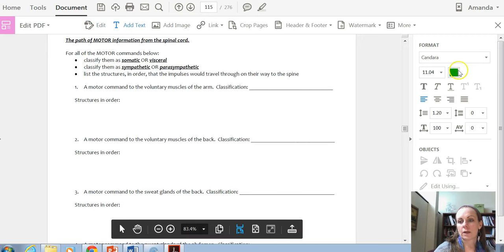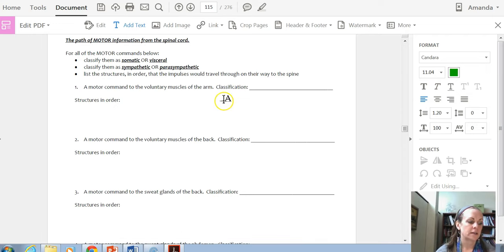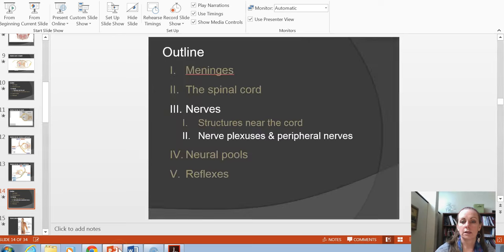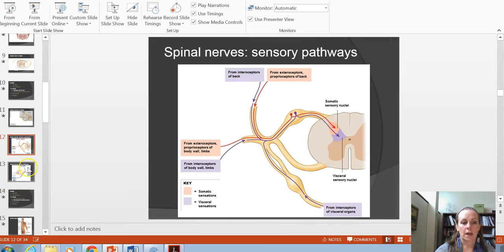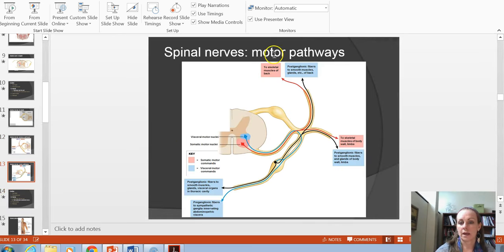Okay, so, and I'll do the first one with you. We're going to classify this first one, a motor command to the voluntary muscles of the arm. Voluntary means skeletal muscle, and that is always going to be somatic. So we have a choice of somatic or visceral. So that's somatic. And so then we're going to look at this, and we're going to say, here's our motor pathways. Where does it start? Where does it end, given our destination?